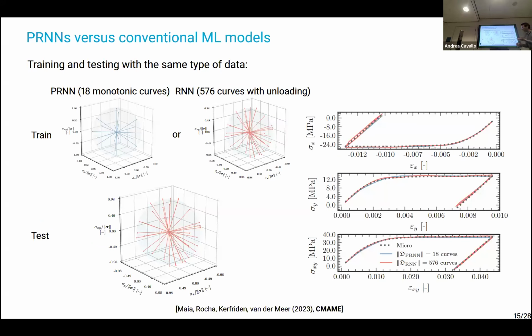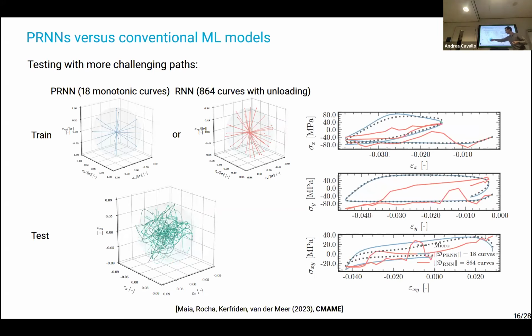And that's why this works very nicely. If we compare it with an RNN, what you see here is the training set of our network. We train it by loading it in different directions in this strain space. Only 18 directions, which is not a lot. We compare it with an RNN with 500 directions, and they both work, but if you then test it with some crazy directions that go back and forth, the recurrent neural net breaks, but our network keeps working.